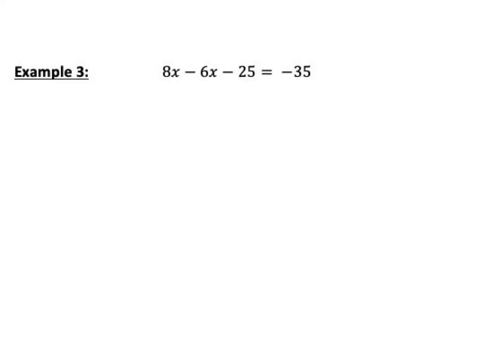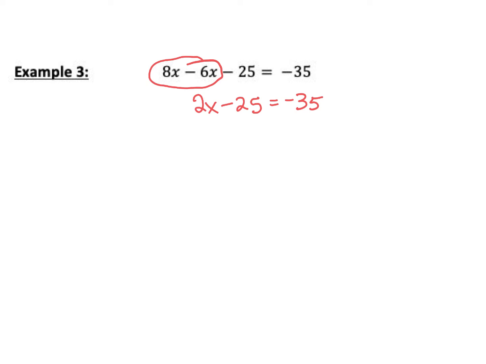All right, now since you have answered example number 2, let's look at example number 3. Do we have any parentheses? No. So we're going to jump down. Can we combine like terms? Yes, we can combine 8x minus 6x. So 8x minus 6x is 2x. So we have 2x minus 25 minus, or negative, 35. Everything else stays the same.